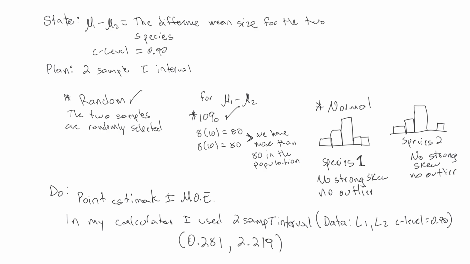I rounded to 3 decimal places here. It's okay if you round. Just make sure you use parentheses. That's the way we write down the interval, and you have the lower bound and the upper bound. Now there's one more step. You have to conclude.